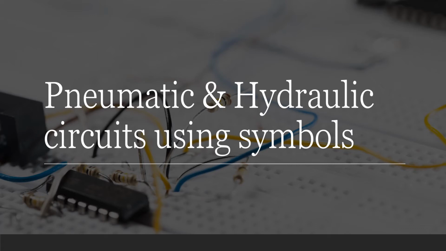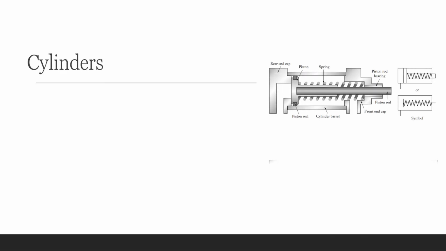The design of simple pneumatic and hydraulic systems using these symbols will be discussed in this section. The difference between pneumatic and hydraulic circuits or systems is very small, only that hydraulic systems will have a larger size due to the use of higher pressure. So the first one will be the cylinders.